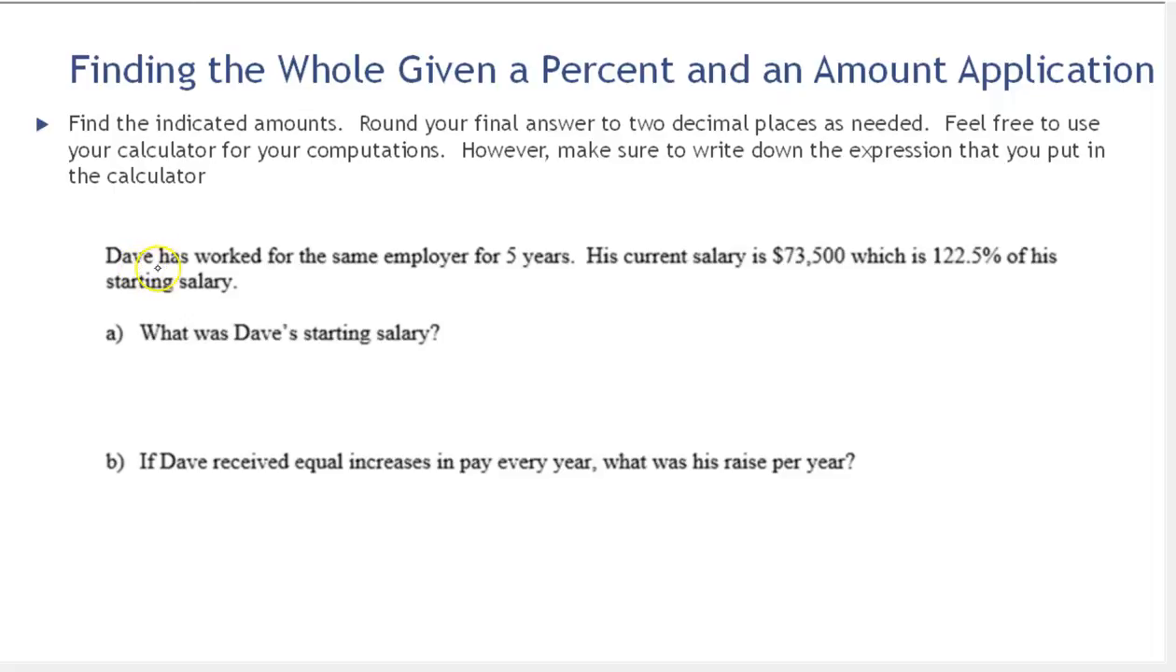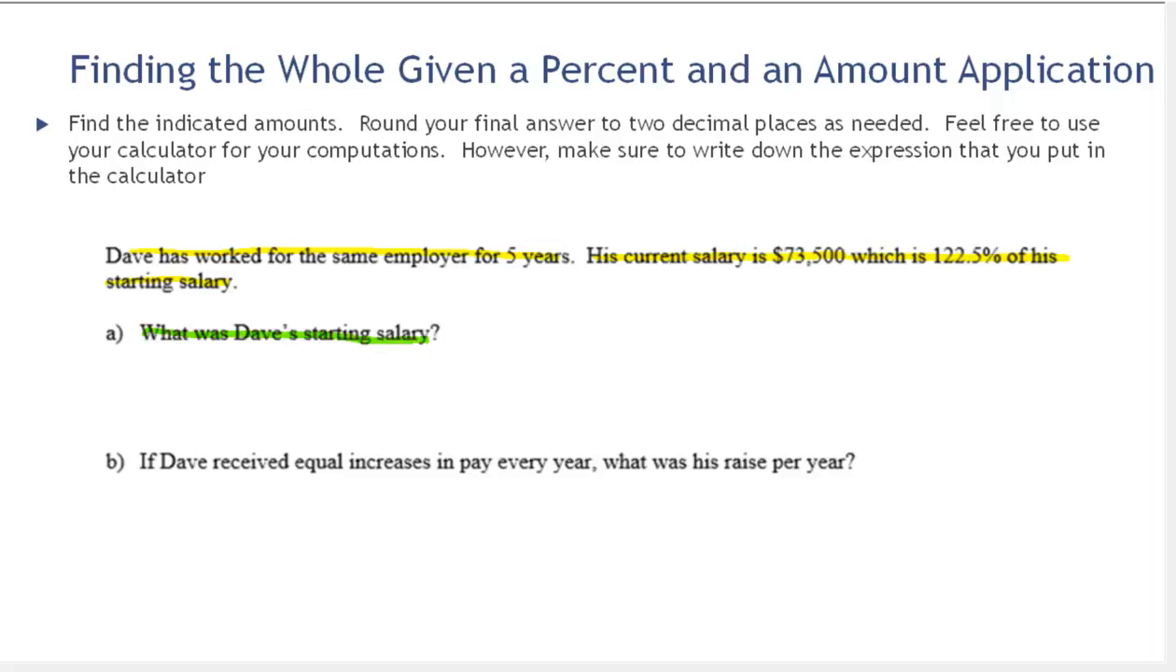Dave has worked for the same employer for 5 years. His current salary is $73,500, which is 122.5% of his starting salary. And the first question asks us, what was Dave's starting salary?